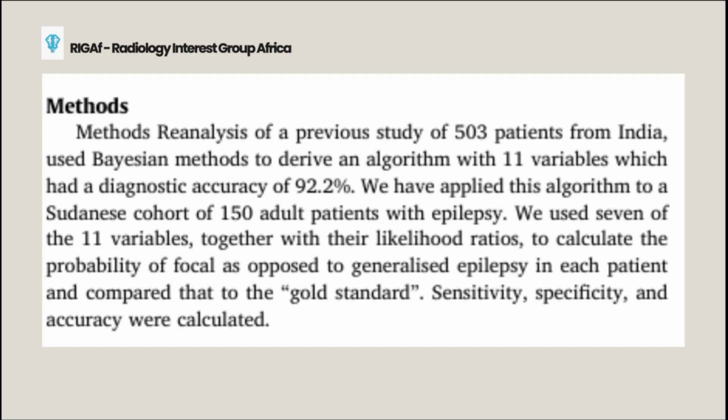So instead, what we did is we just highlighted the main approach, which was reanalyzing data, the key variables and how we applied it. And that gives the reviewer confidence that the study is scientifically sound without overwhelming them with too much methodology. So essentially what we're saying here is we took an algorithm that was made in India and we wanted to see if it worked in a population in Sudan. This algorithm used information about the patient, like certain clinical features, to predict whether or not this was a focal or generalized epilepsy.